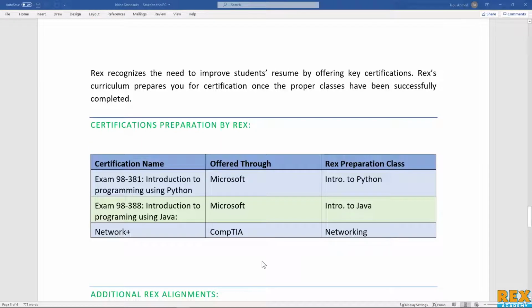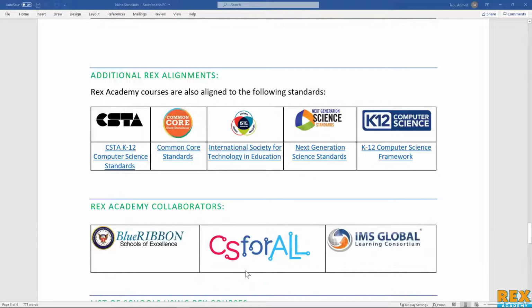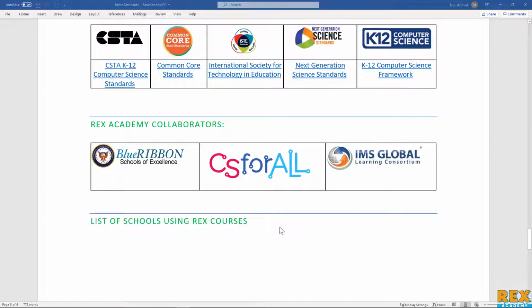These are the recommended certifications that Idaho offers, or we can offer through the state of Idaho. And of course, these are our additional alignments and collaborators. Okay, that's it for Idaho.